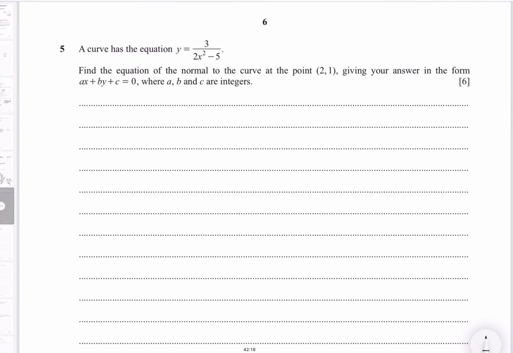That's it. For question number 5, a curve has equation y equals 3 over 2x square minus 5. Find the equation of the normal to the curve at point (2, 1), giving your answer in the form ax plus by plus c equals 0, where a, b and c are integers. So first of all, we have to find the gradient of the tangent. So we differentiate it, remove the fraction by bringing it up, and the whole power will become negative 1. So dy by dx is this.